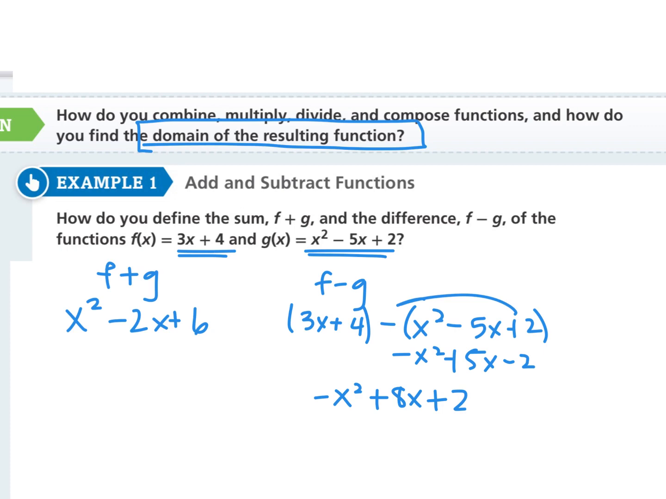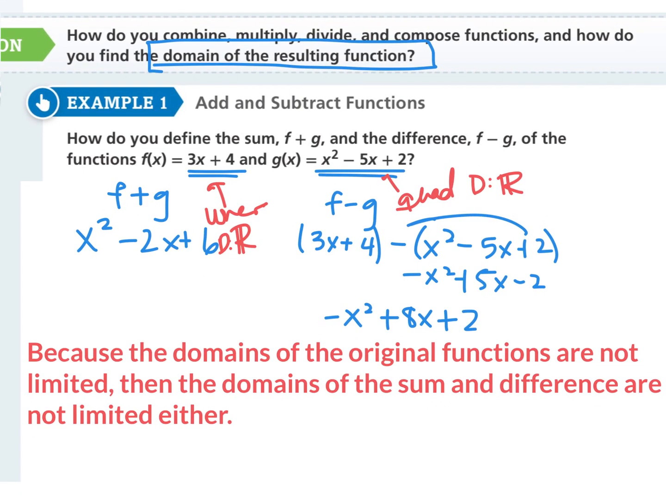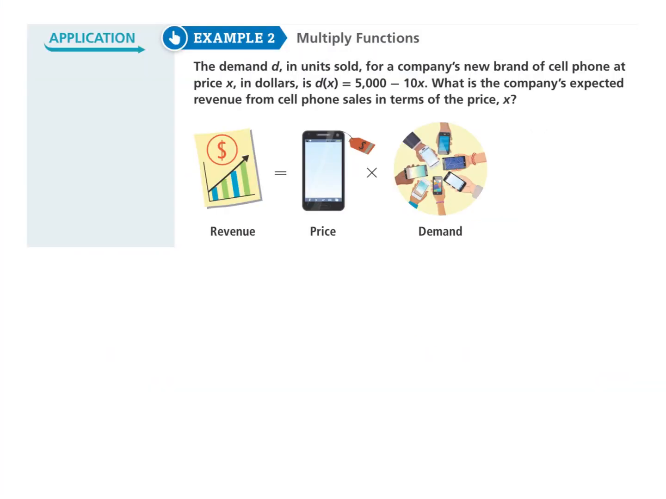Now, the domains of these original two functions, this one is linear, and this one is quadratic, and the domains of both of those are going to be all real numbers. So because the domains of the original functions are both all real numbers, then the domains of their sum and differences are also going to be all real numbers. So this is what I would write down for that statement about how you assess the domain of addition and subtraction.